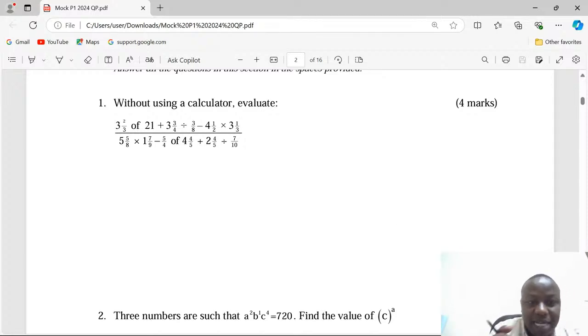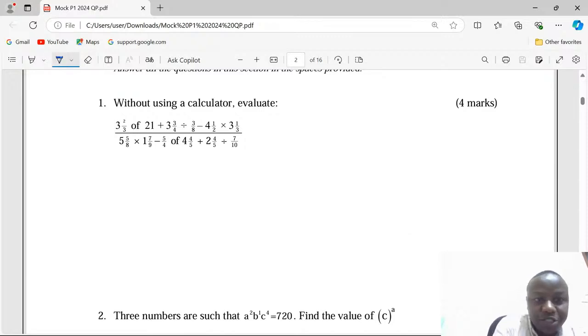Allow me to convert all the mixed numbers into improper fractions. So 3 2/3 has to become 11/3. That becomes 11 out of 3.